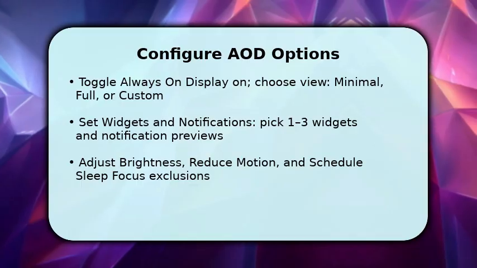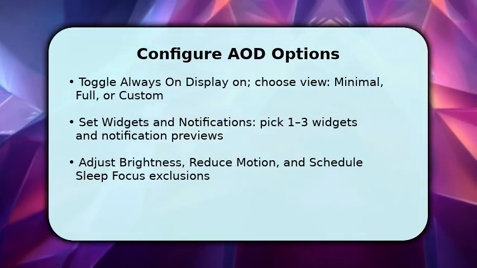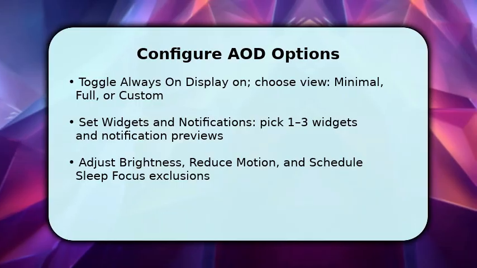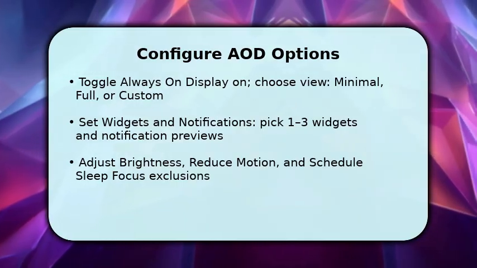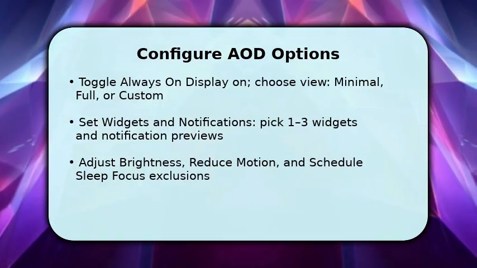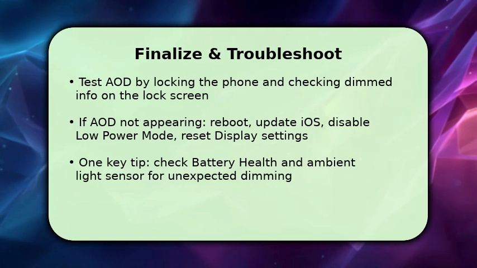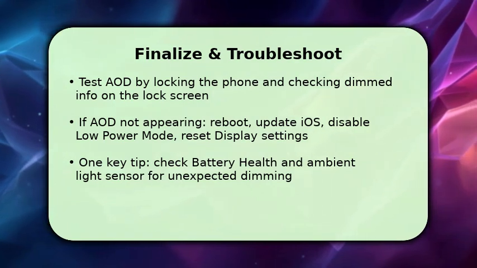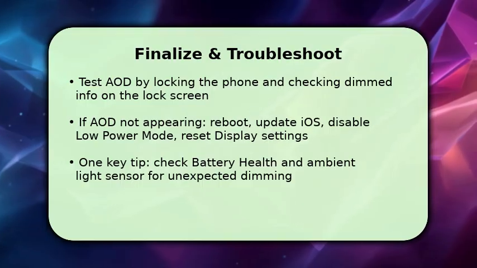Then adjust brightness and reduce motion to lower power use. Also check focus schedules so sleep focus doesn't blank the screen. This ensures the display behaves predictably across your day. Finish by locking the phone and verifying the dimmed Always on Display shows the clock, widgets, and chosen notifications.